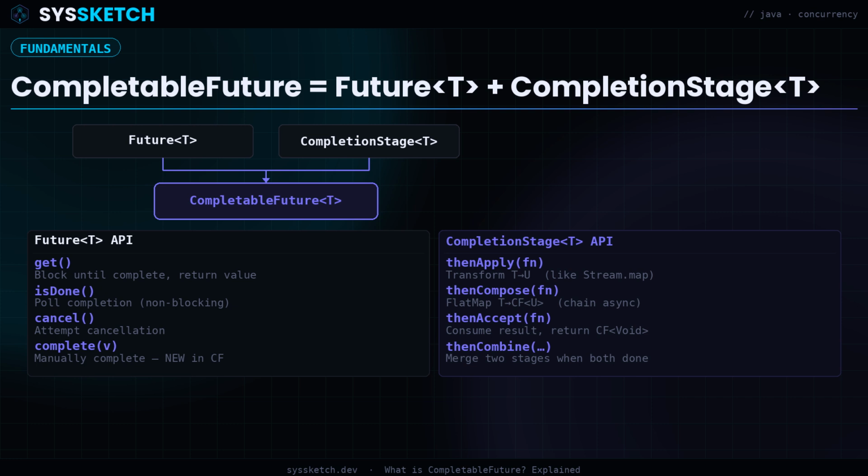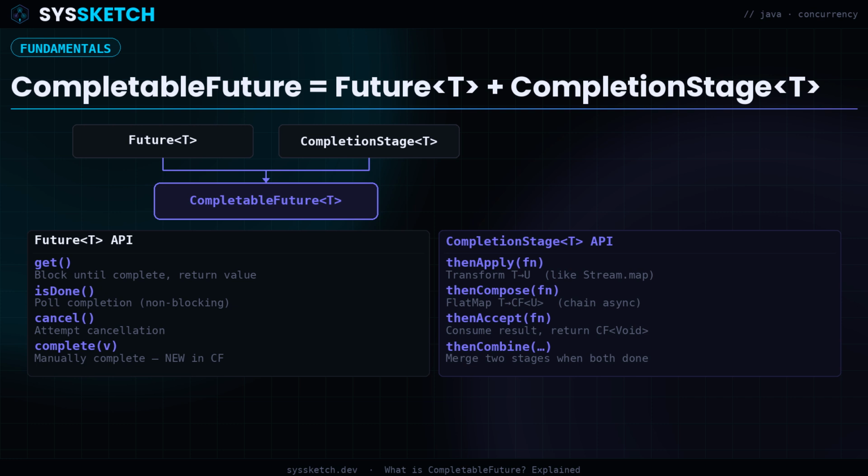You create one with supplyAsync, passing a lambda and optionally an executor. That lambda runs on a thread pool thread, typically the ForkJoinPool common pool by default. The calling thread does not block. It immediately gets a CompletableFuture object back. When the lambda finishes, the CompletableFuture transitions from incomplete to complete, and any callbacks registered on it are triggered.